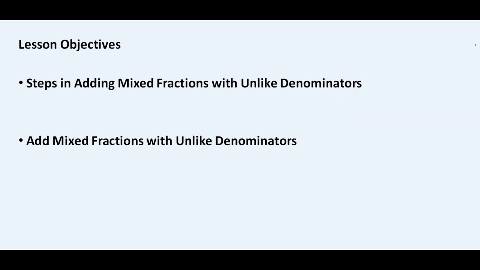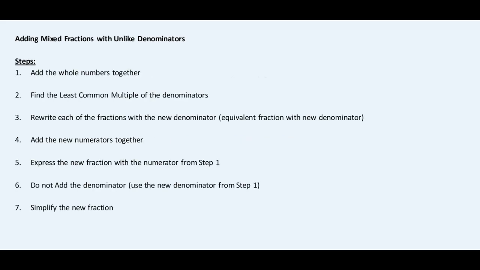Let's go ahead and learn how to add mixed fractions with unlike denominators. Our lesson objectives are to go through the steps that we follow to add mixed fractions with unlike denominators, and then after that we're going to walk through some examples. So let's take a look at what steps we need to follow. We're going to go through each of the steps and then we'll look at some examples later on.